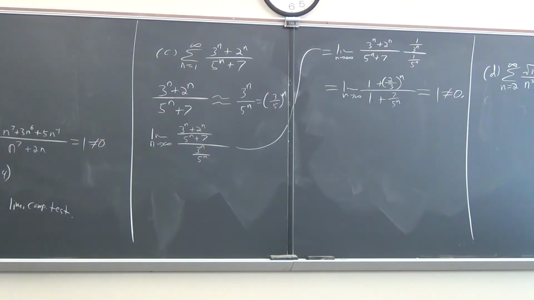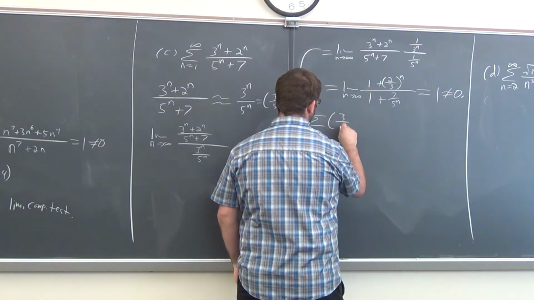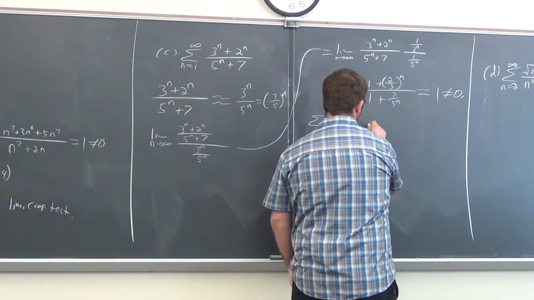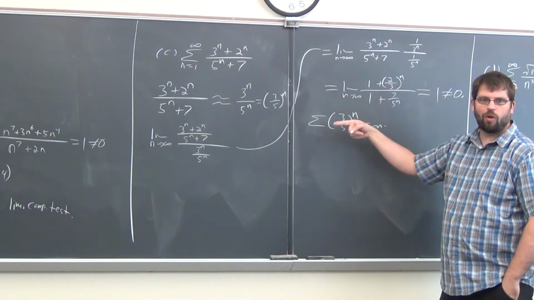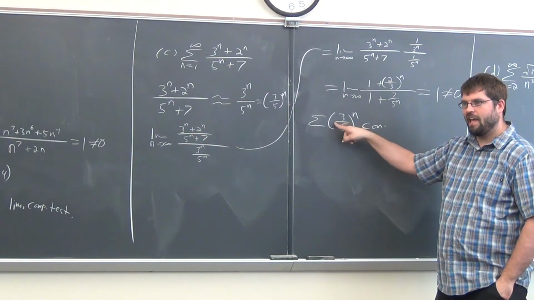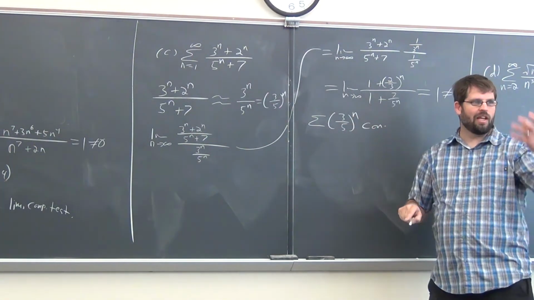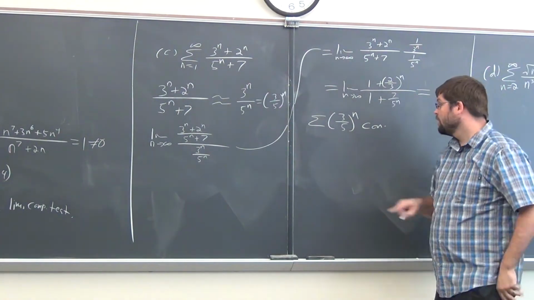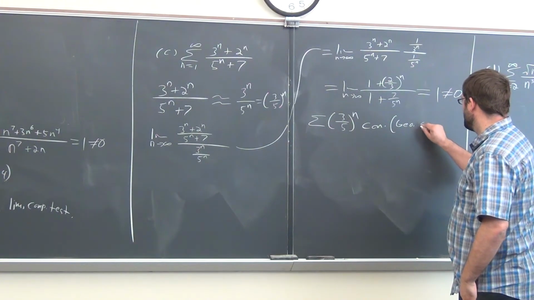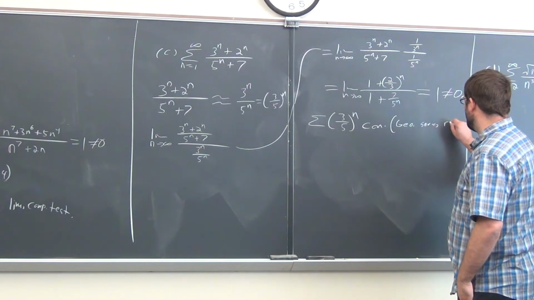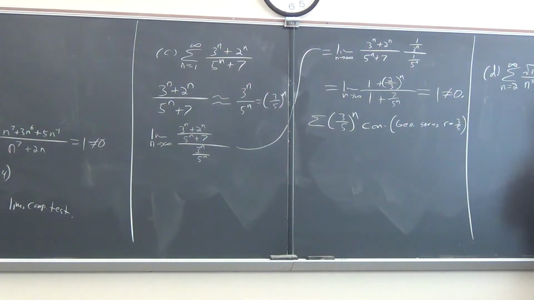And so now we just make our conclusion. So we say the sum of 3/5 to the n converges. Again, don't worry about the formal version of a geometric series, which is a times something to the n minus 1. All you care about is that you're raising a number to bigger and bigger powers. Those are geometric series. So that's a geometric series with r equal to 3/5, and so it converges. That makes sense?